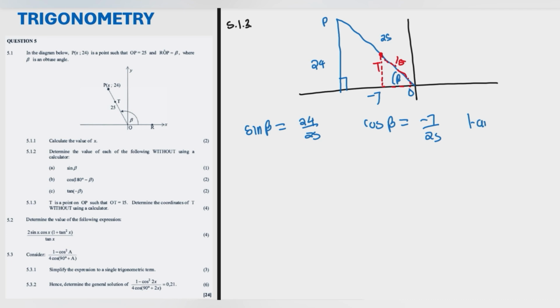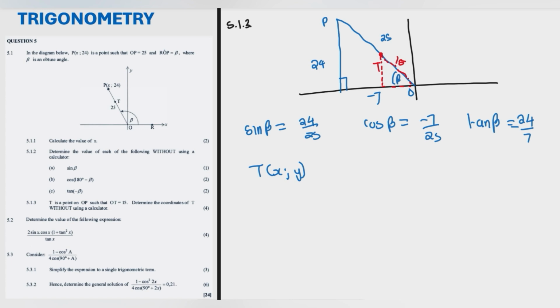You can also say tan of beta is equal to 24 over negative 7. Those are the 3 different ways in which you can define beta on the bigger triangle. Now going to the smaller triangle, what do we know there? We know that our hypotenuse is 15. What are we looking for? We're looking for T, which is X and Y. We don't know those coordinates. That's what we're trying to find.